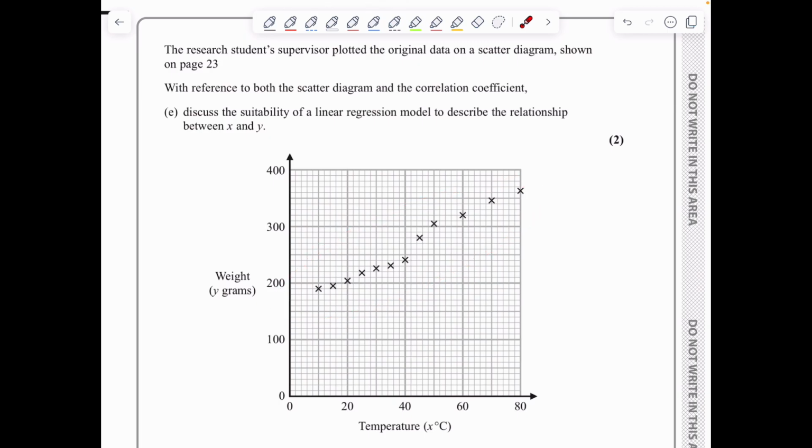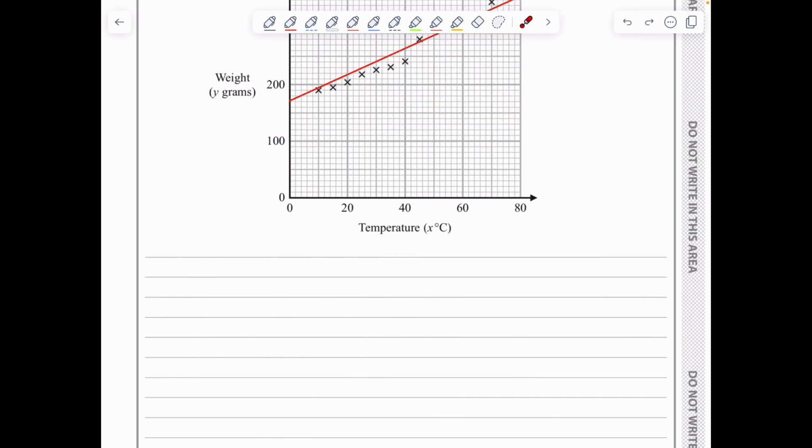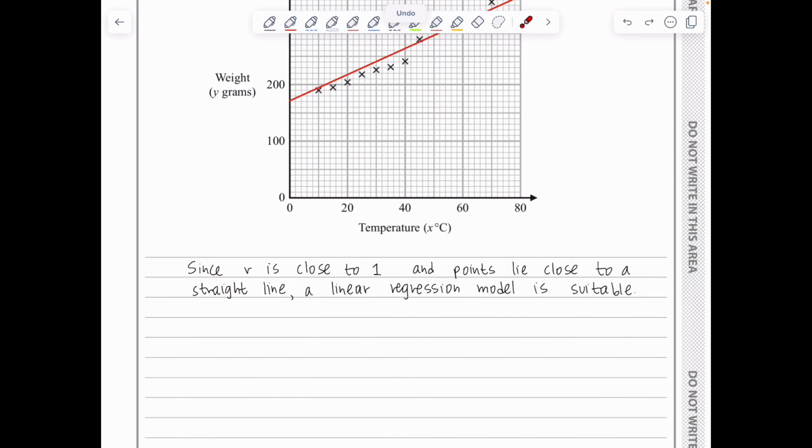So first of all, looking at the scatter diagram, we can see that the points align roughly along a straight line, so I imagine something like that. And we have also seen that the calculated value for r is quite close to 1, 0.988. So this is evidence in favor of a linear regression model. So what we need to say is that since r is close to 1 and the points lie close to a straight line, then we say that a linear regression model is indeed suitable.